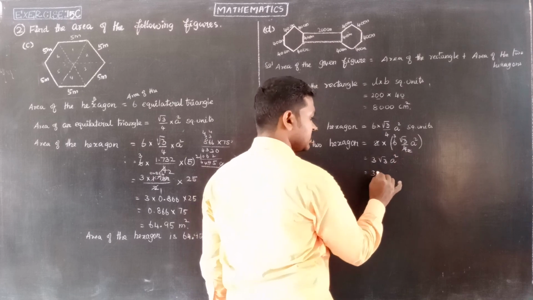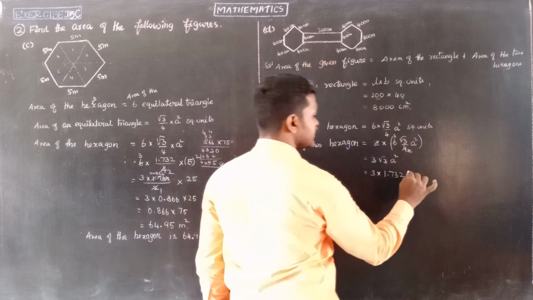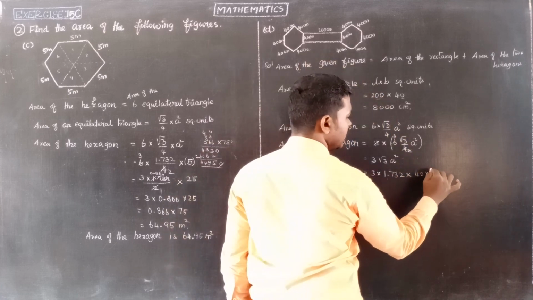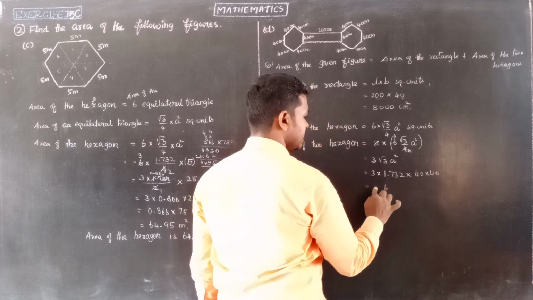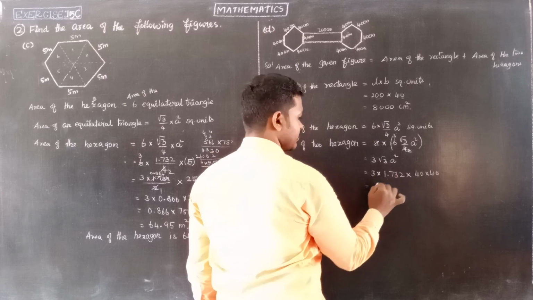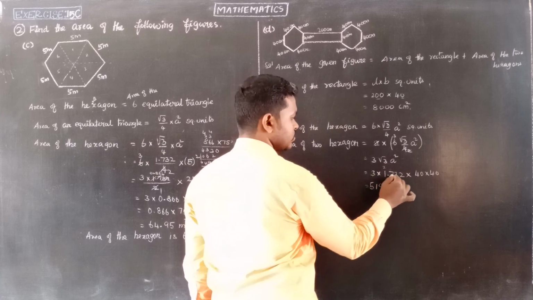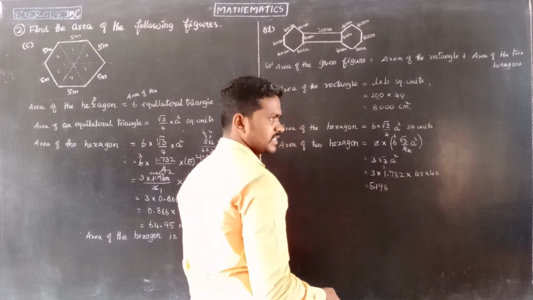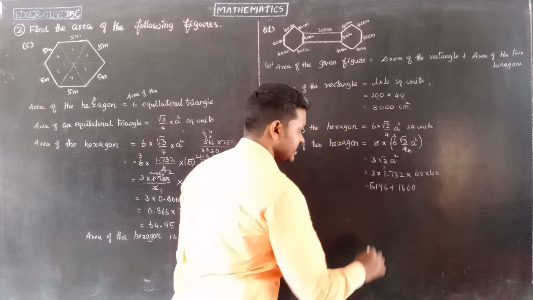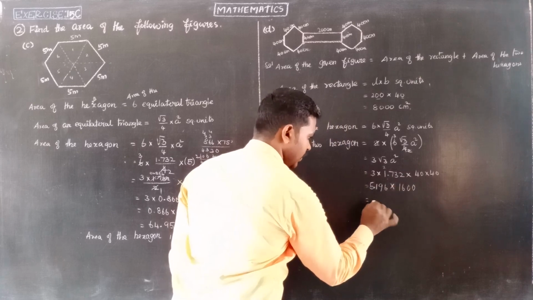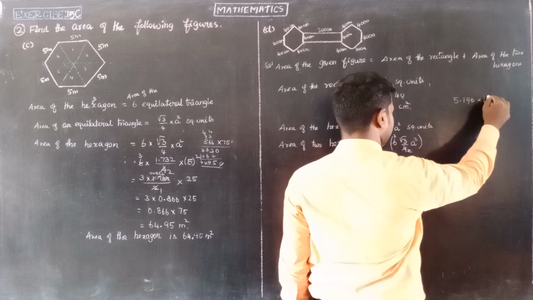Applying the values: 3 into root 3, whose value is 1.732, into the side of the hexagon 40 square, so 40 into 40. Multiplying 3 into 1.732: 3 2s are 6, 3 3s are 9, 3 7s are 21, 3 1 is 3, plus 2 is 5. With 3 decimal places, 5.196. Then 4 4s are 16, so 1600. Now multiply 5.196 with 1600.